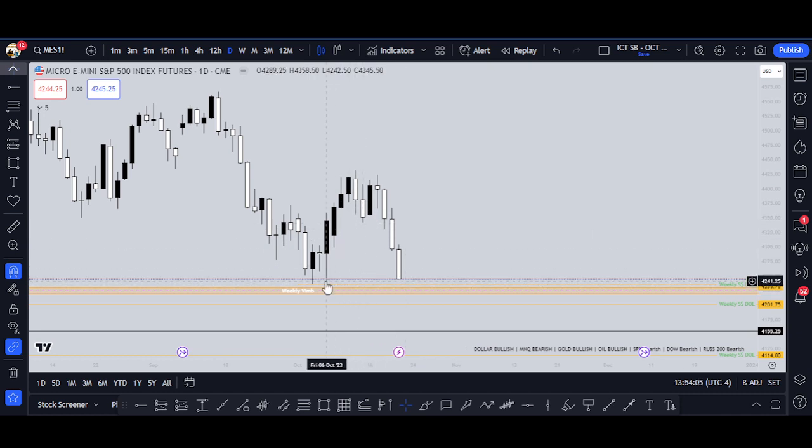Did we take this out? Let's see. The low for this is 42.42 and 50 cent. The close for this, 42.43. Yep. So we took out this low. So we could be looking for some type of internal liquidity to be rebalanced. Could be here at this FEG or possibly this implied FEG here, right?